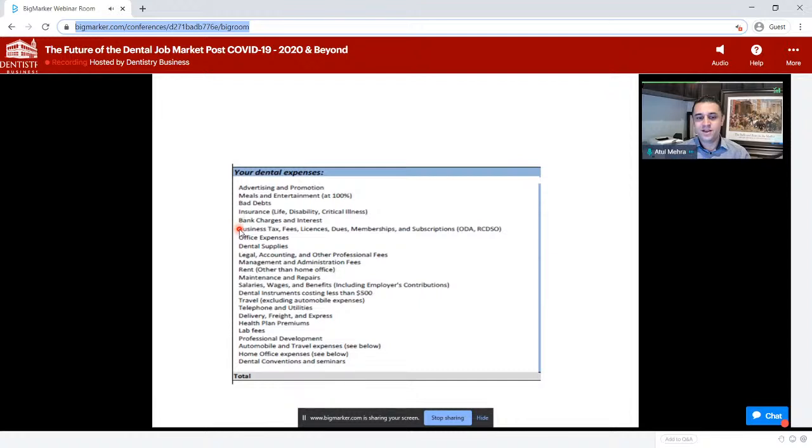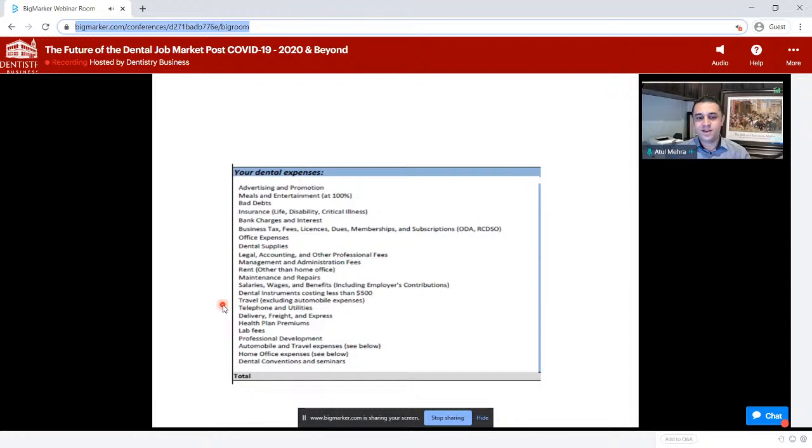Fees, licensing, dues, memberships, Ontario Dental Association, Royal College of Dental Surgeons of Ontario, Canadian Dental Association, any of those memberships that you're a part of, they can all be deducted against your income. And this is just a list of things that you need to keep track of. We provide our clients with an Excel spreadsheet, and when you're running as an associate, you just calculate the total for the year.